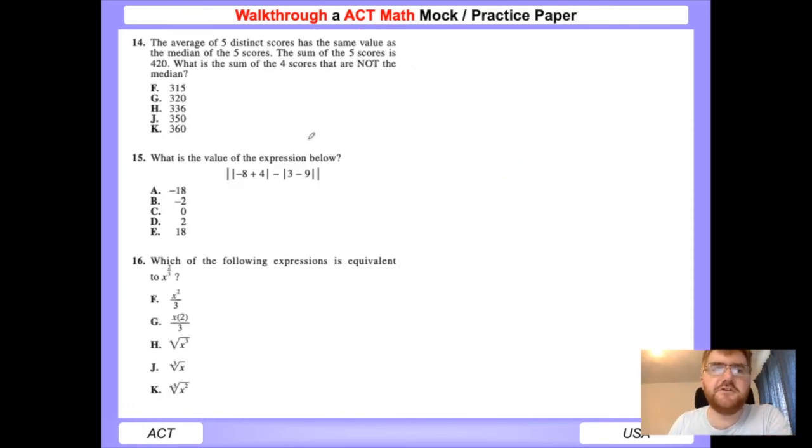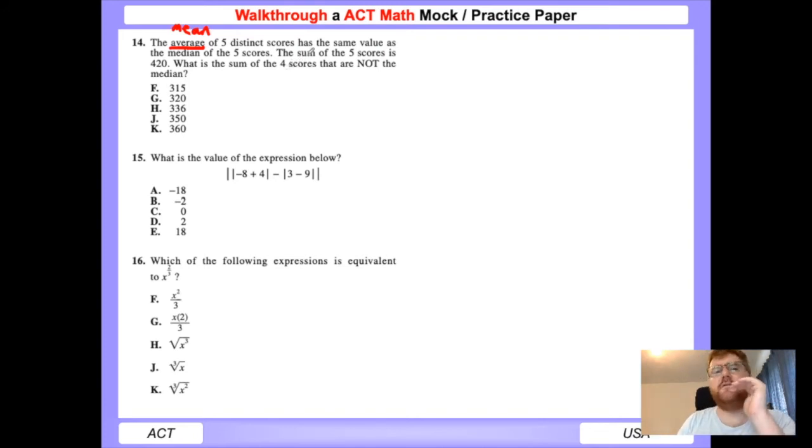Okay, and on to question 14. This is a little bit on the tricky side. So the average of 5 distinct scores has the same value as the median of the 5 scores. So when they say the average here, they mean the mean average. So when you add them up and divide them by how many there are, the sum of the 5 scores is 420. What is the sum of the 4 scores that are not the median?